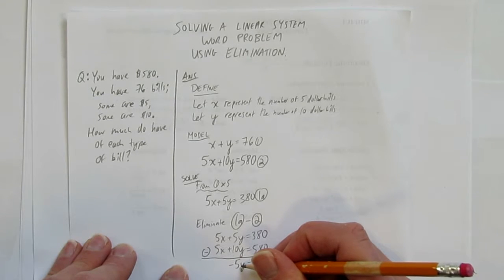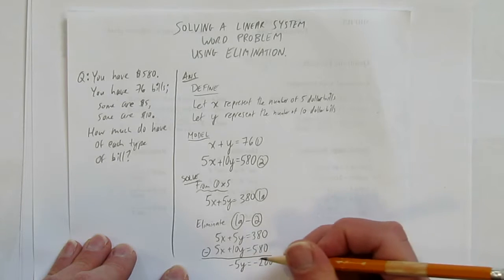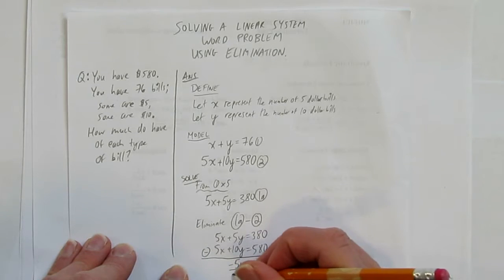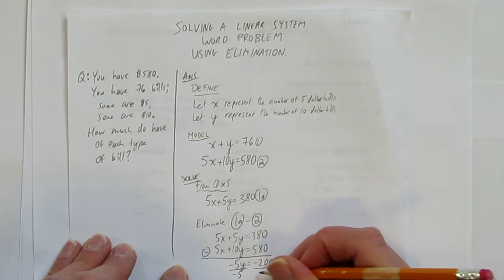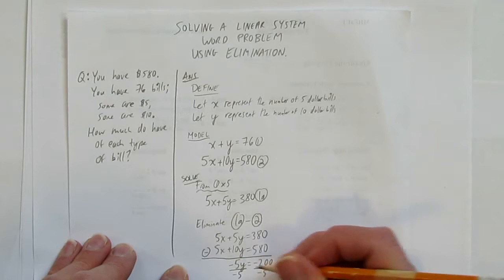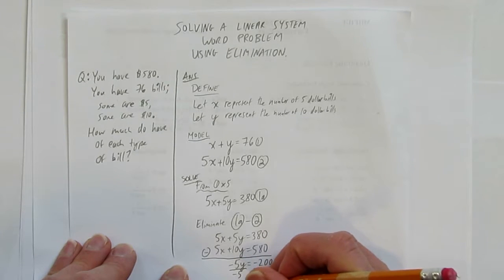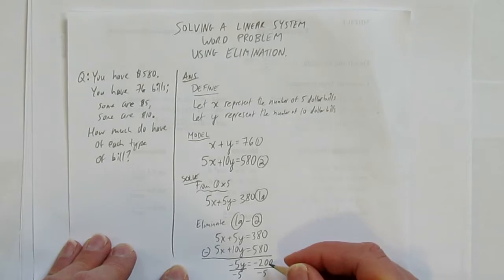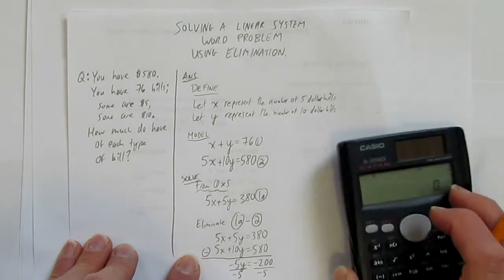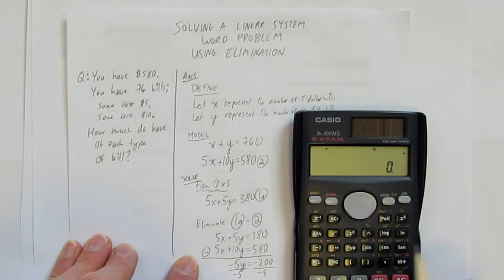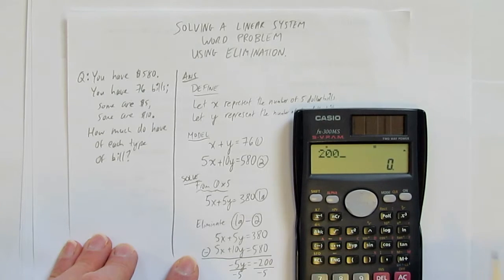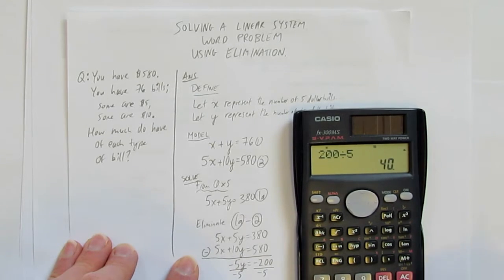I have negative 5y, which is like -5 times y. What's the opposite of timesing? Dividing. So I'm going to divide both sides by -5, and when I do that, I get y equals, and what's 200 divided by 5? I don't even need to bother with the negatives, they're going to cancel. I could do it in my head, or I can use a calculator, either way. I get 40.